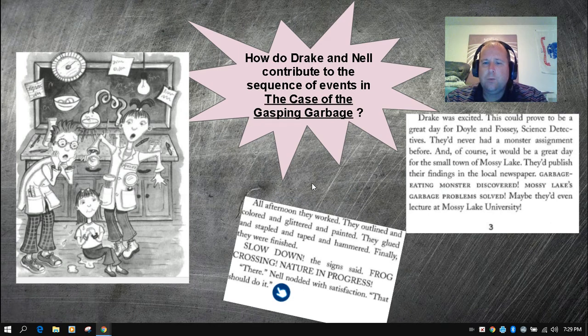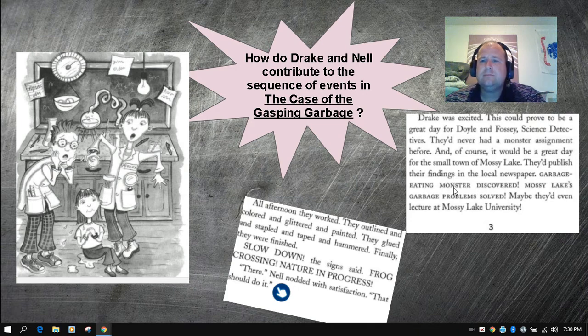All afternoon they worked. They outlined and colored and glittered and painted. They glued and stapled and taped and hammered. Finally, they were finished. "Slow down," the sign said. "Frog crossing, nature in progress." There, Nell nodded with satisfaction. That should do it.